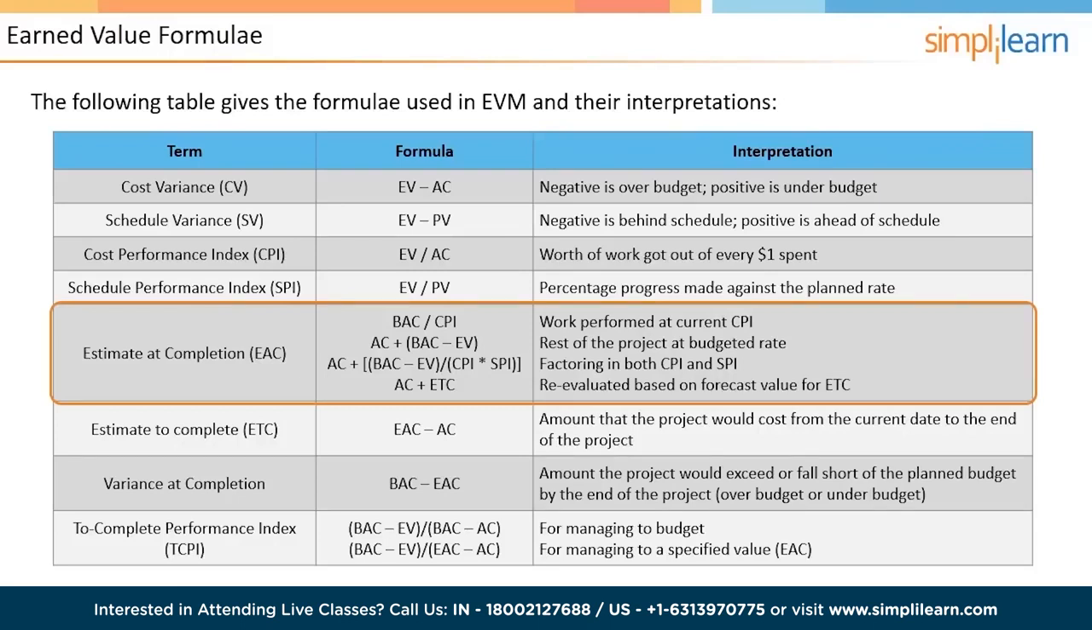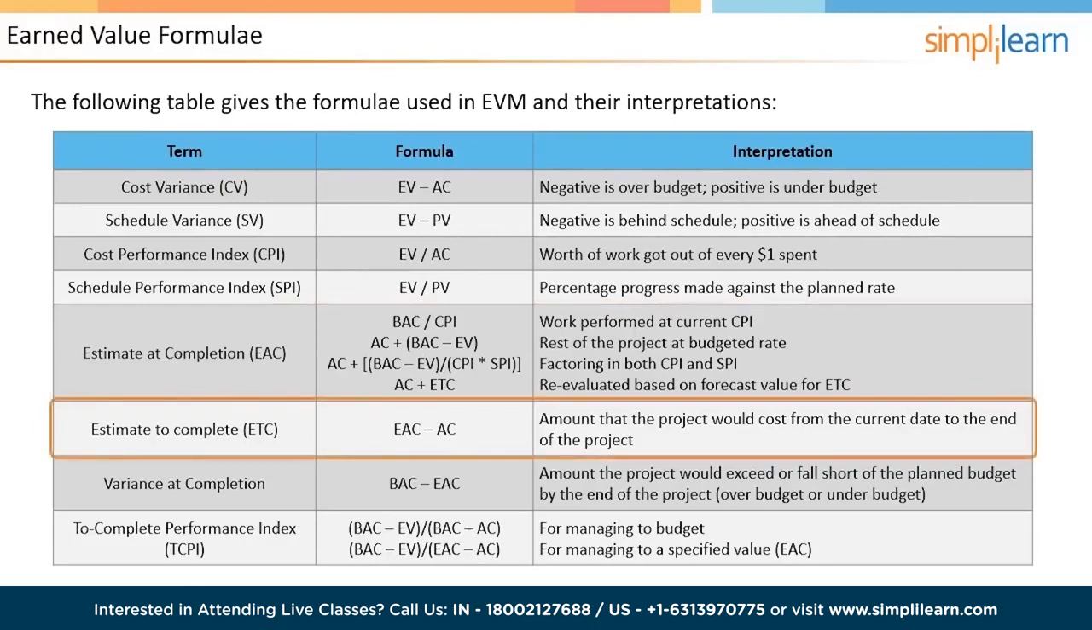AC plus BAC minus EV, divided by the product of CPI and SPI, is used if you want to factor in the impact of the cost as well as schedule variances. AC plus ETC is used if you want to re-evaluate the project based on a forecast value for the estimated cost of the remainder of the project. The next parameter is estimate to complete, or ETC, which is the cost of the project from this point to the end.